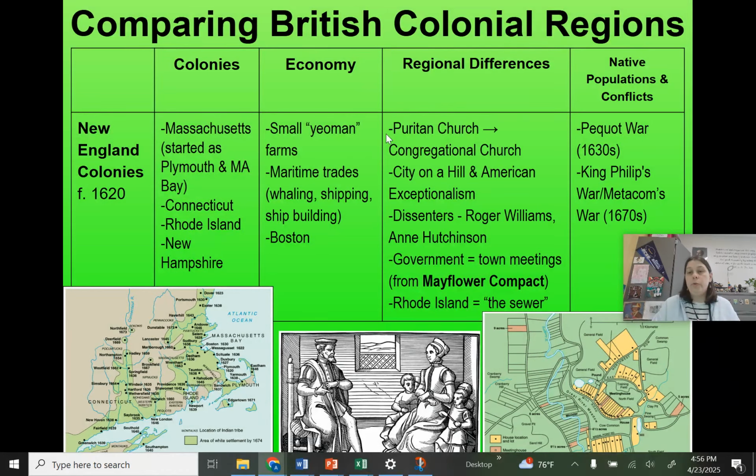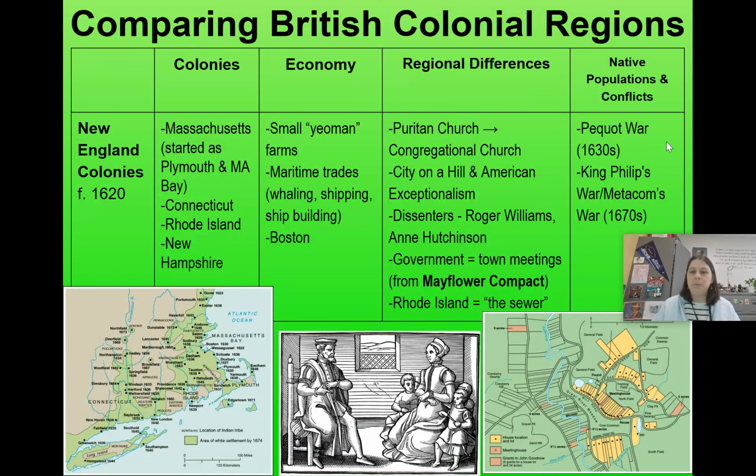Last thing that's on here for New England is a mention of native populations or native conflicts. This is one of those things where you might want to know a native tribe for each of the regions. The Pequots are a good one in the New England area in particular. There are several major conflicts, but there's one particular major conflict that is called out in the College Board's curriculum. So you should know a little bit about it. So I'm just going to click forward and we'll talk a little bit about that specifically.